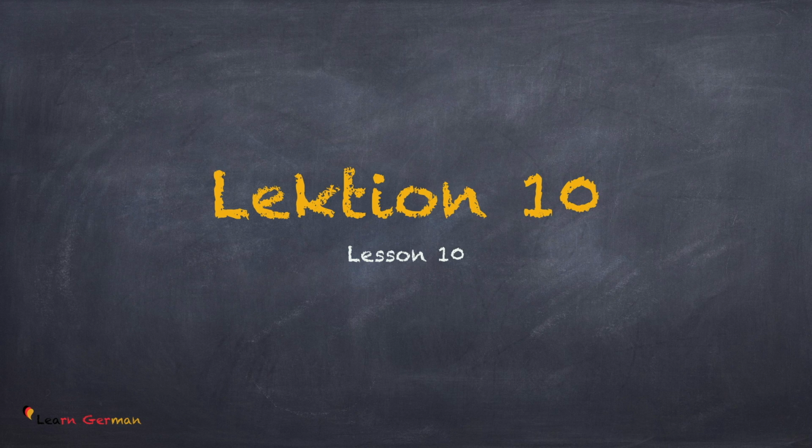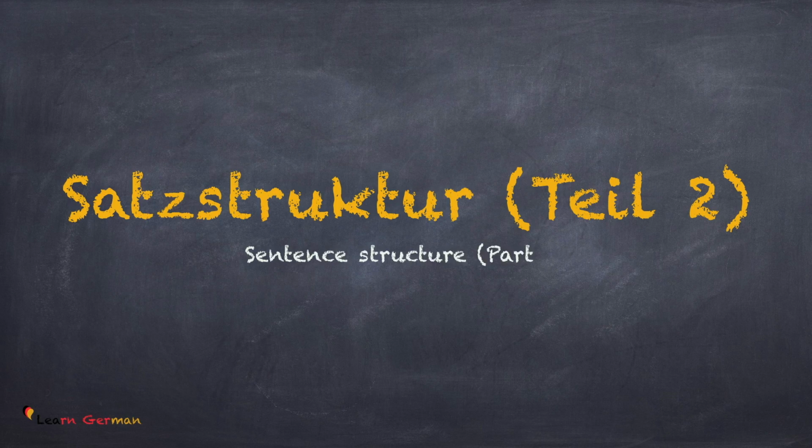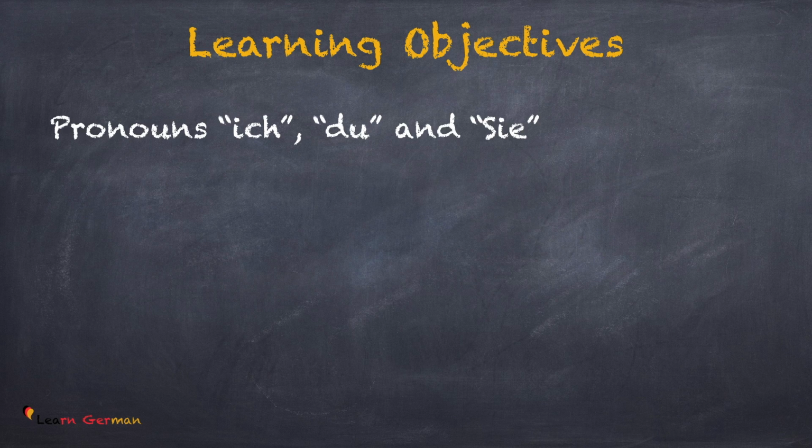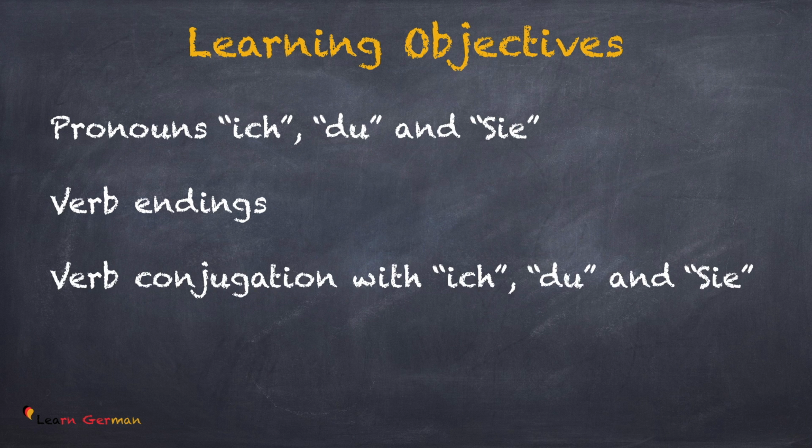Lektion 10. This lesson is a continuation of Lesson 9. Satzstruktur Teil 2. In this video, we'll be focusing on three pronouns ich, du and sie, the verb endings, and we'll learn how to conjugate the verbs according to these pronouns ich, du and sie. We'll be concluding the video with an exercise.